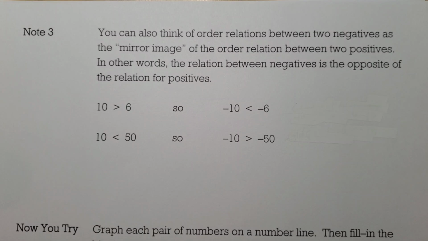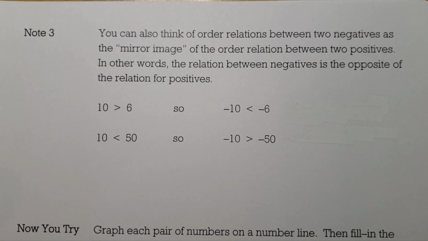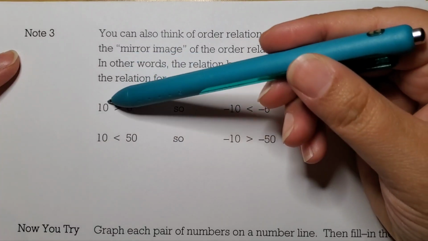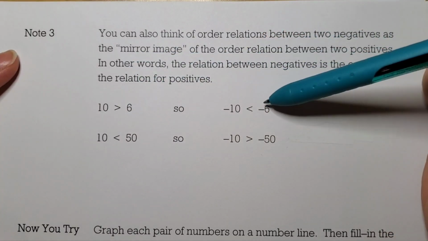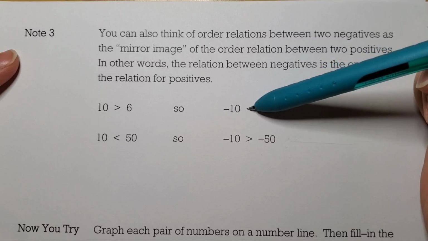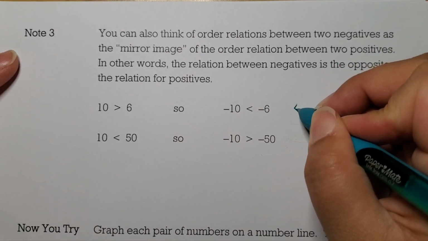So one way that people like to think about negative numbers on a number line is kind of like a mirror image compared to positive numbers. So for example, we know that 10 is greater than 6. So the negatives are the opposite. -10 is less than -6. Let's see why this happens if I draw out a number line.